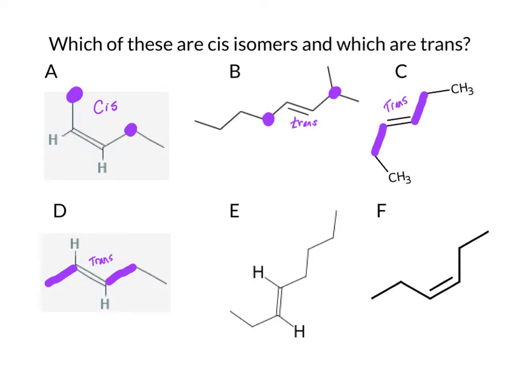And letter E, we see one of the branches pointing to the left, the other one pointing to the right, and that is a trans isomer. And finally, letter F, we see that both branches are kind of pointing to the left and up, and so those are both going the same direction, and that one is a cis isomer. Now let's go back and name these.